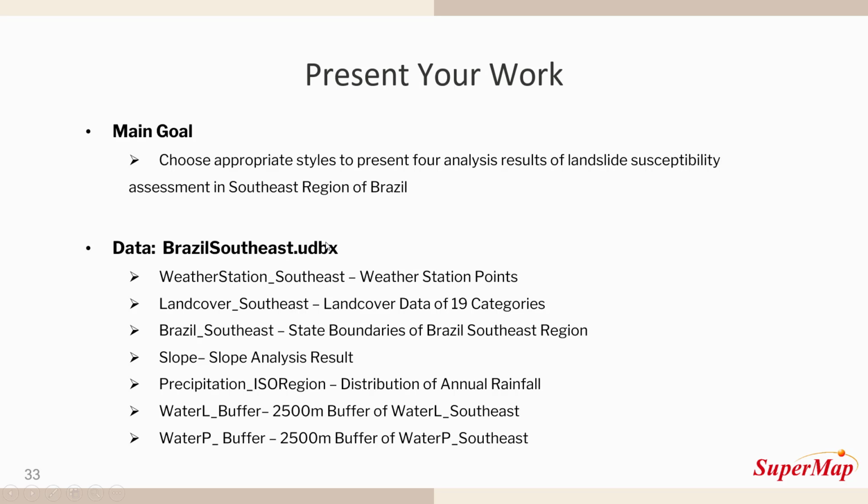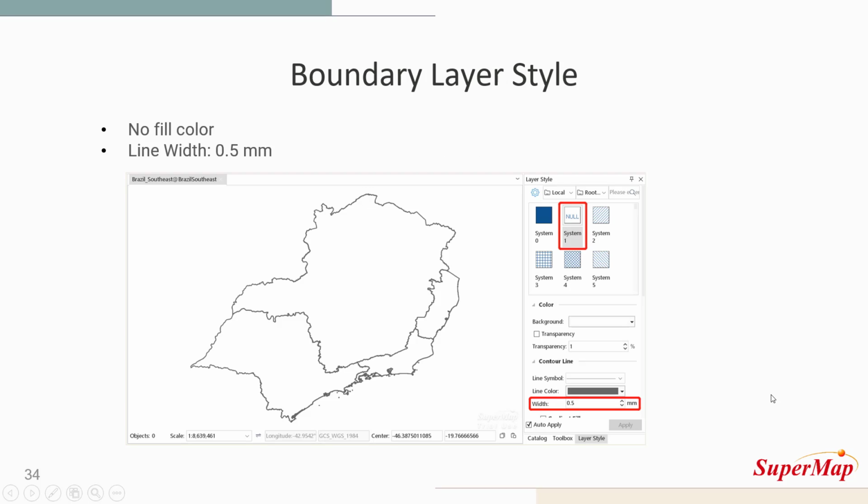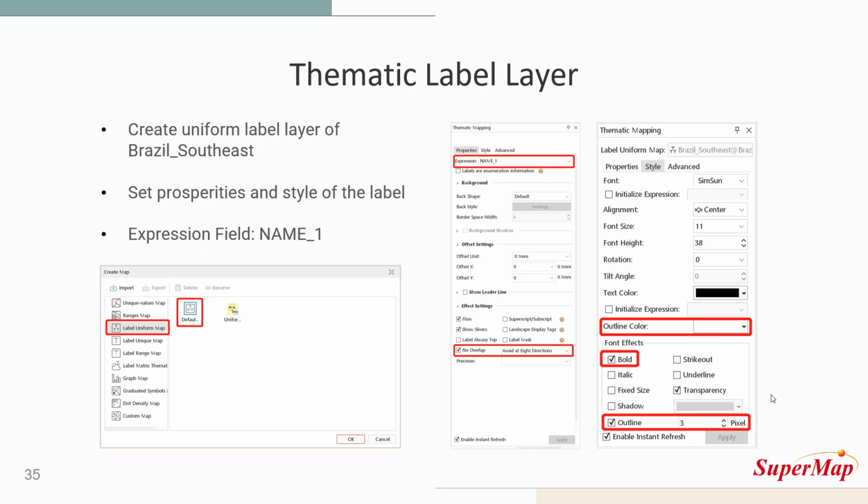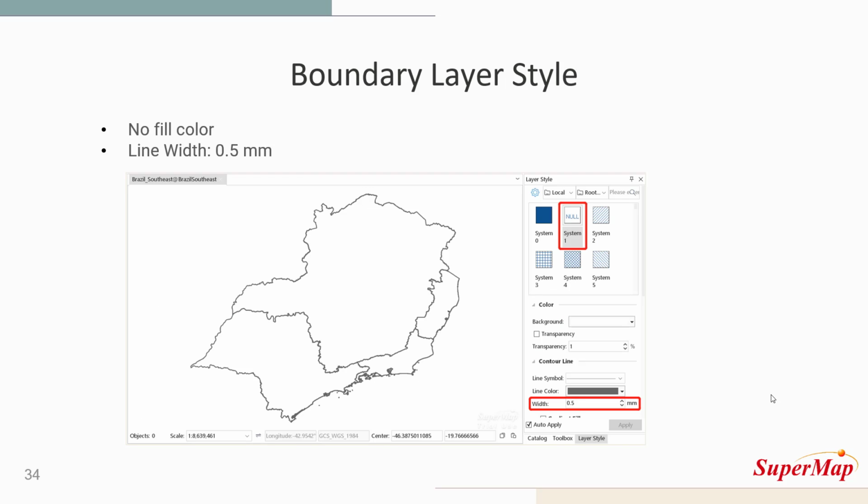The datasets listed below are the data we are going to present, including the weather station points, the land cover data, the state boundaries, slope analysis results, precipitation ISO regions, and the buffers to water L and water P. For all the maps, we have to create the boundary layer and the semantic label layer. First, let's see the boundary layer.